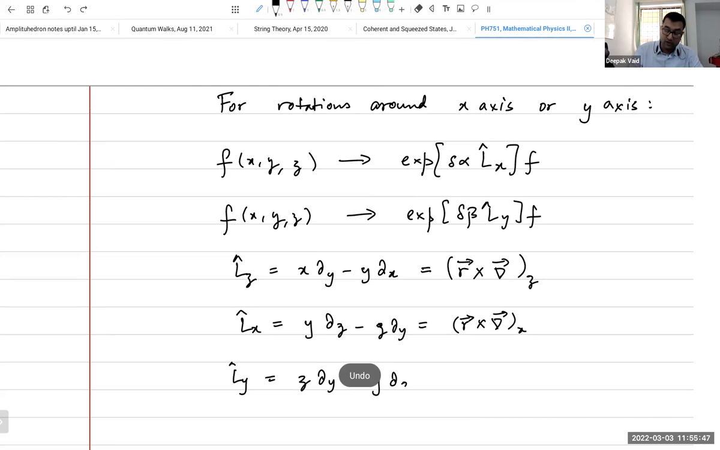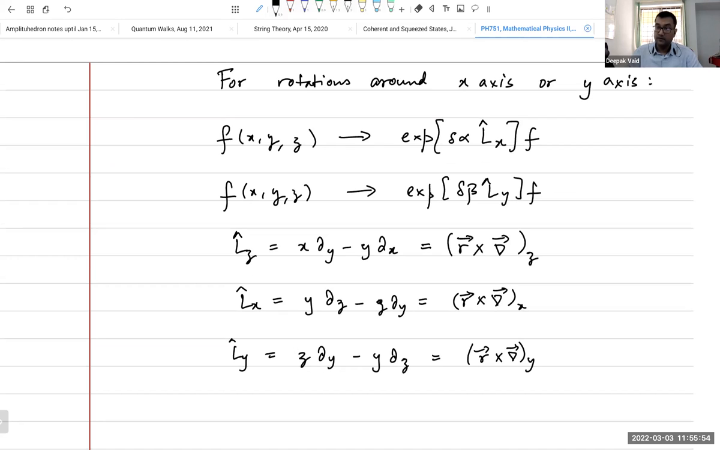And you don't have to work out all of these things, because you can just see from the symmetry of the problem that this is what is going to be the case. Because once you have worked it out for the z axis, for the other two axes it will be exactly the same. For any axis, in fact, right?